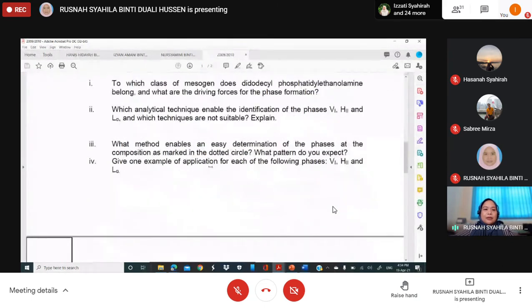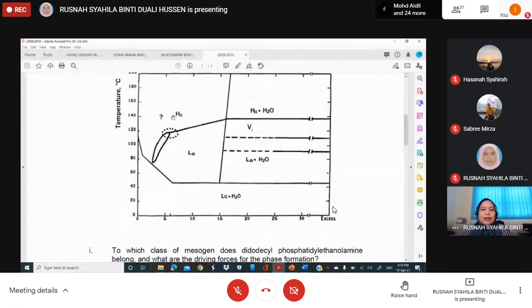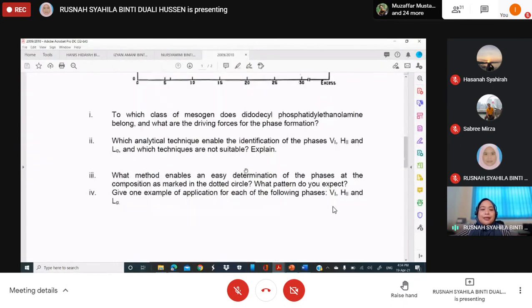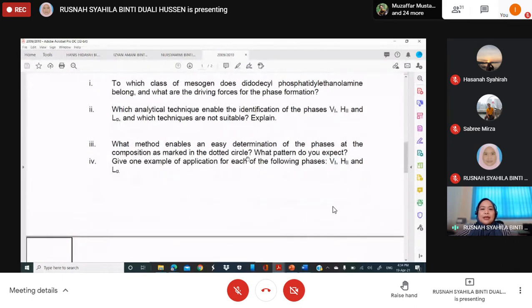Okay, so now the third part. Okay, what method enables an easy determination of the phase at the composition as marked in the dotted circle? Okay, so as we can see, actually that is two phases coexisting. Okay, so most of you were able to say deuterium NMR. Okay, but not so clear.